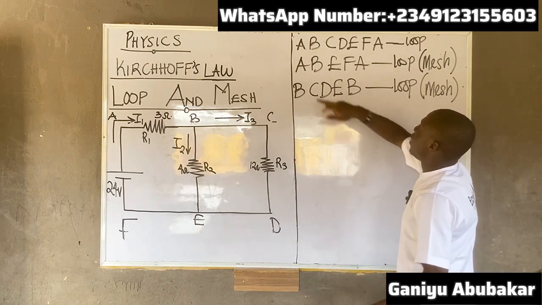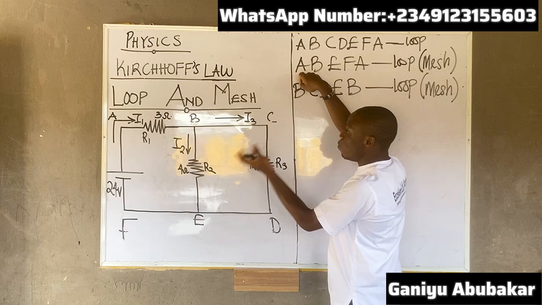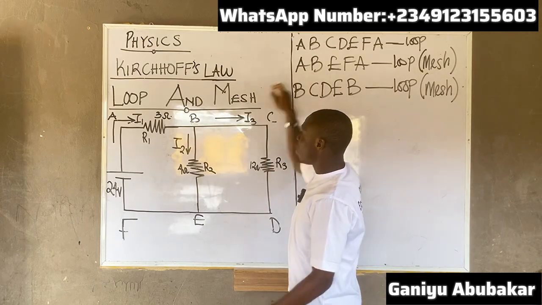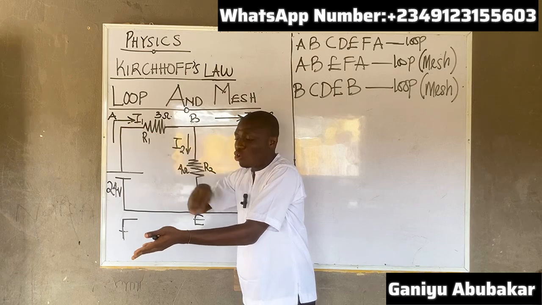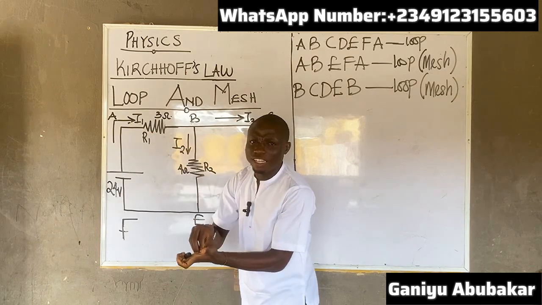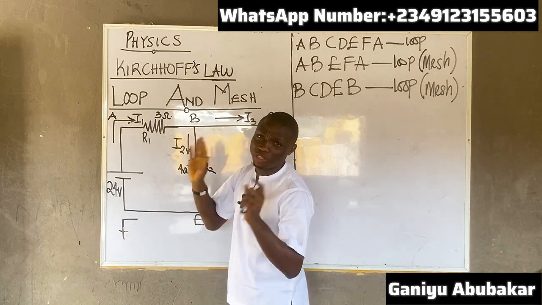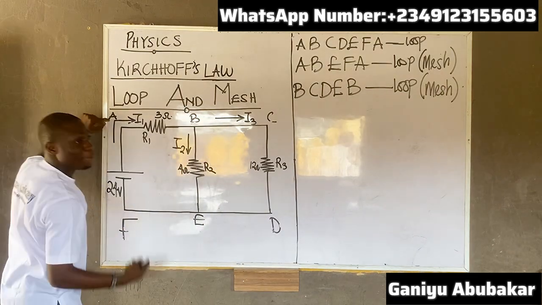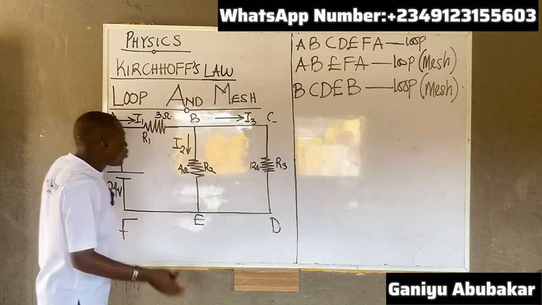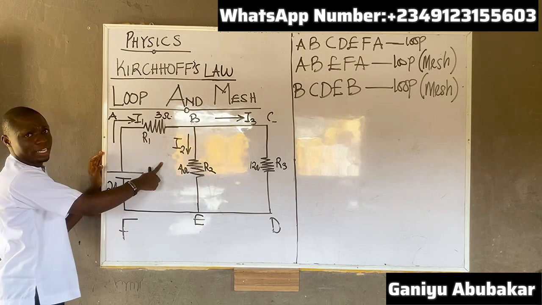So I've explained loop and mesh. A loop contains other loops in it. Why does a mesh not contain other loops in it? We said A, B, E, F, A is a mesh. Why is it a mesh? Because I can't find any other loop in it again.